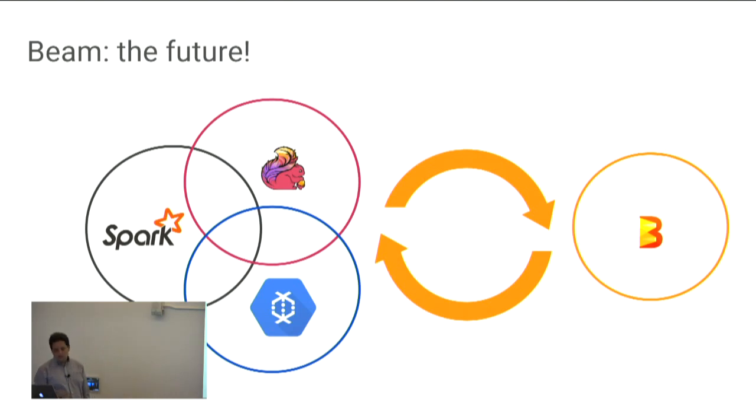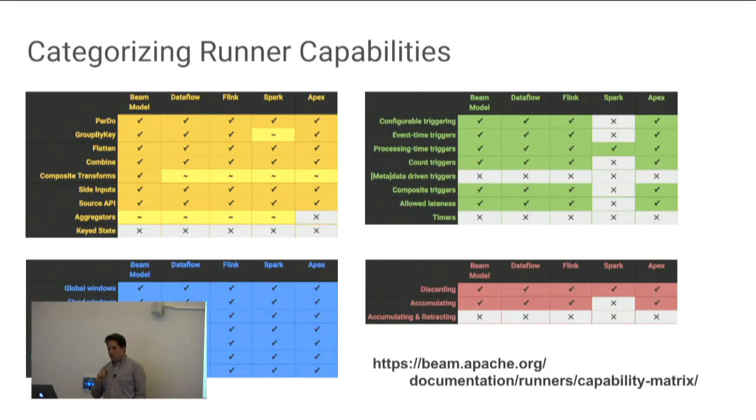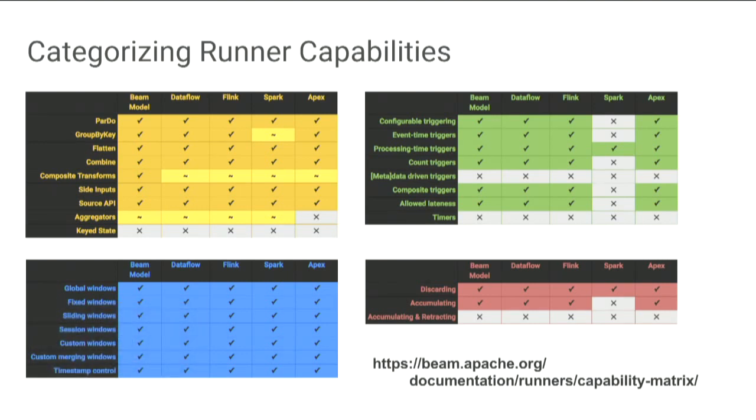On the other hand, Beam is influencing multiple other runners along the way. For example, the semantics of Flink's DataStream API is heavily influenced by the Beam model. But that also means that not all runners are equal, right? If we are not an intersection of all runners' capabilities, that means that some runners don't support everything that other runners support. And that's absolutely the case. We are trying to be very upfront about this, and we are trying to categorize runner capabilities and communicate that not all runners can do the same thing.